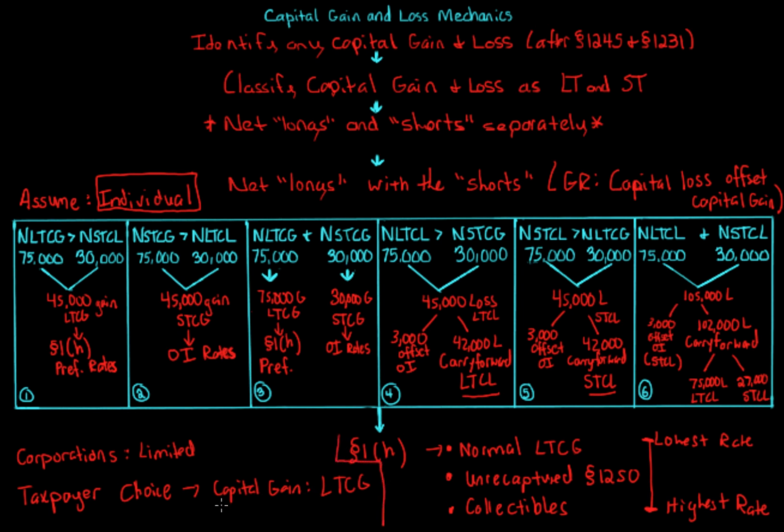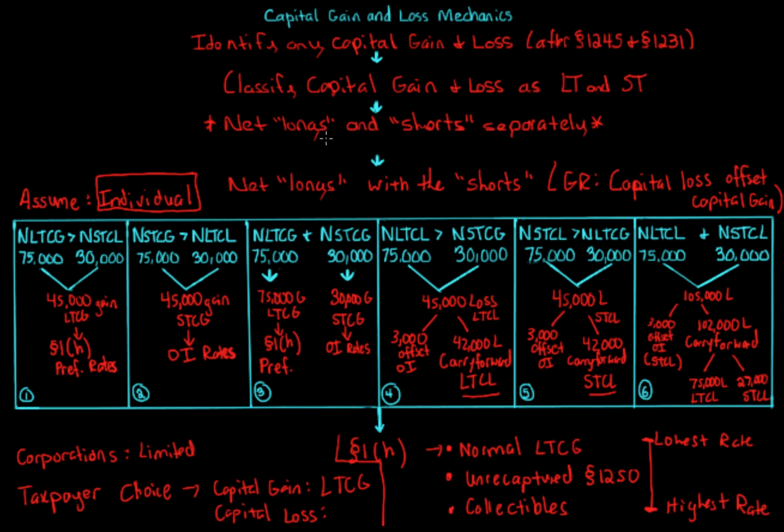But what if you have capital losses? If you have capital losses, think about it. Think about the steps. If you think about the steps, we identify capital gains and losses, okay? We classify long-term and short-term, okay? That's a bright line rule. Short-term is a year or less, long-term is more than a year. We net the longs and shorts separately, and we do that before we net longs with shorts.